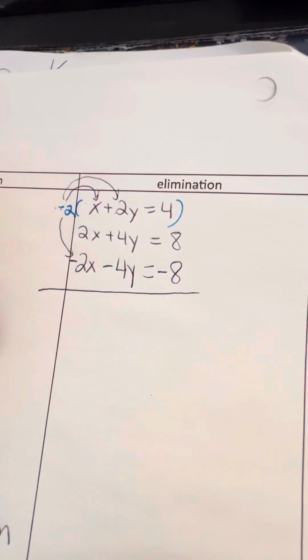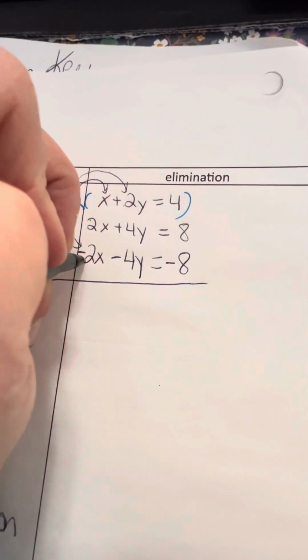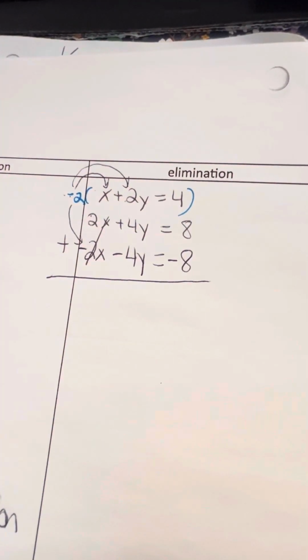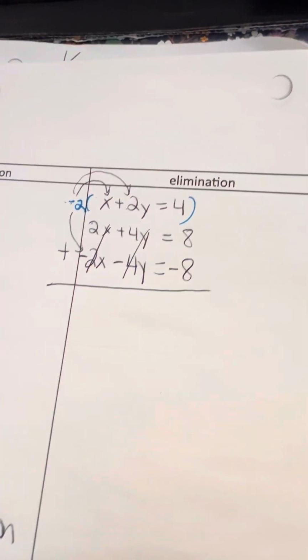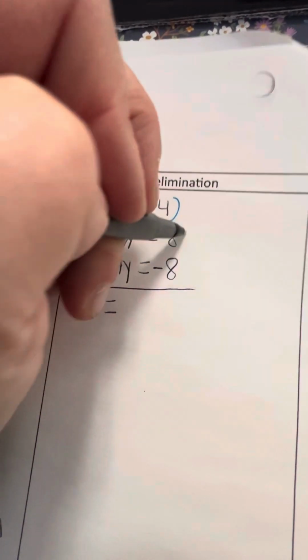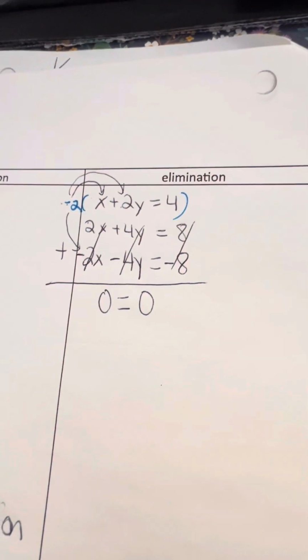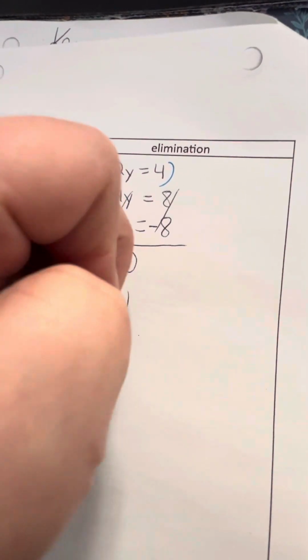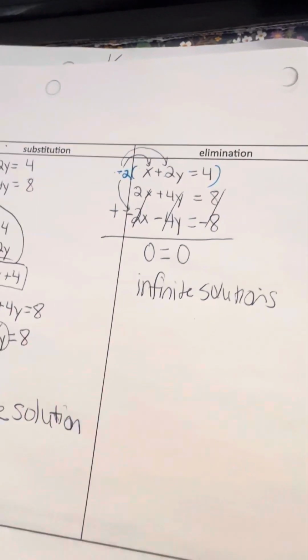Now what happens when I add these together? 2x plus a negative 2x, those cancel. 4y plus a negative 4y, those cancel as well. That leaves me with nothing over here. And then 8 plus a negative 8 cancels over here. You end up with 0 equaling 0. This is infinite solutions, and you are good to go with all 3 methods.